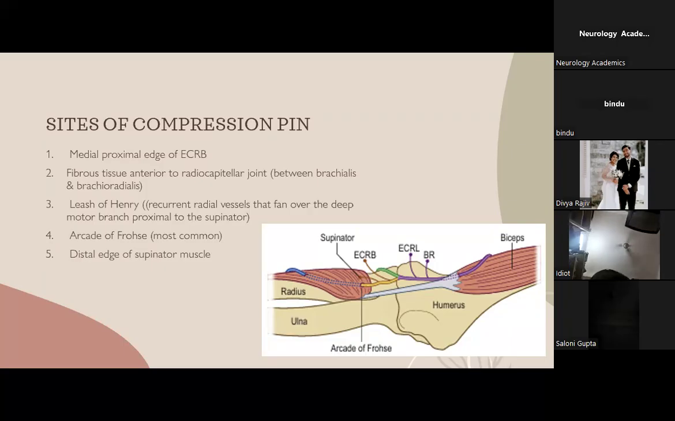And the leash of Henry, in which the recurrent radial vessels fan over the deep motor branch proximal to the supinator. The most common site of compression of the posterior interosseous nerve is the arcade of Frohse. It is the proximal border of the supinator. In some individuals, it is tendinous. So it is the most common site of compression of the posterior interosseous nerve, and compression can also occur at the distal edge of the supinator muscle.